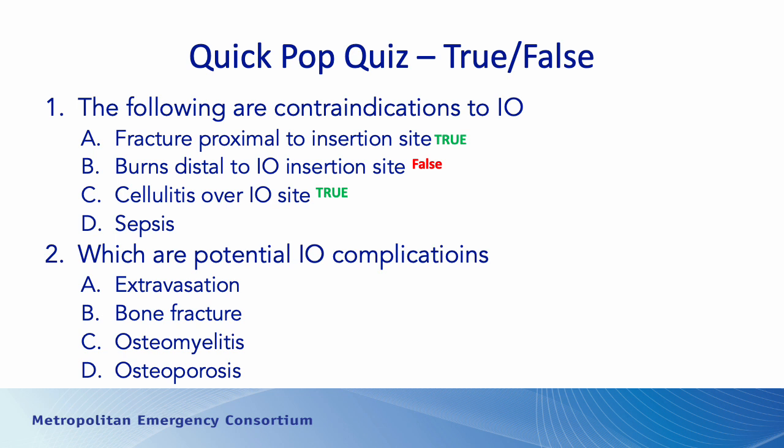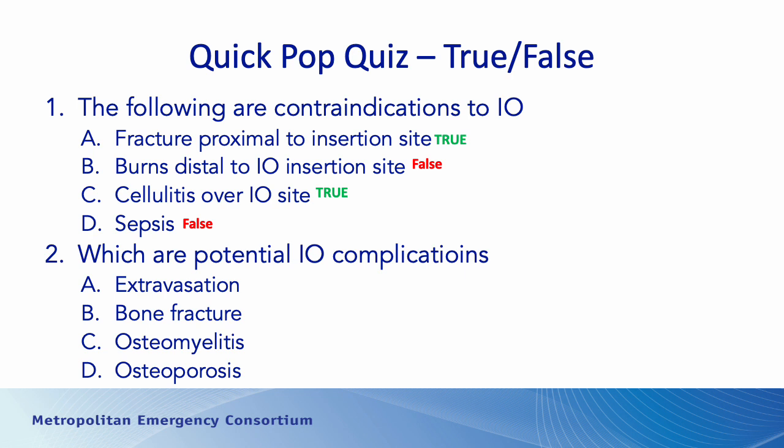How about sepsis? Well, that is not a contraindication to IO placement. In fact, it may be one of our biggest indications to get IO access. If we have a septic patient who's hypotensive and trying to crash on us, and we cannot find peripheral access, then we should be using an IO. We need to get our volumes, fluid boluses going, and do what we can to keep that patient alive to get to the hospital. So sepsis is not a contraindication for IO placement.